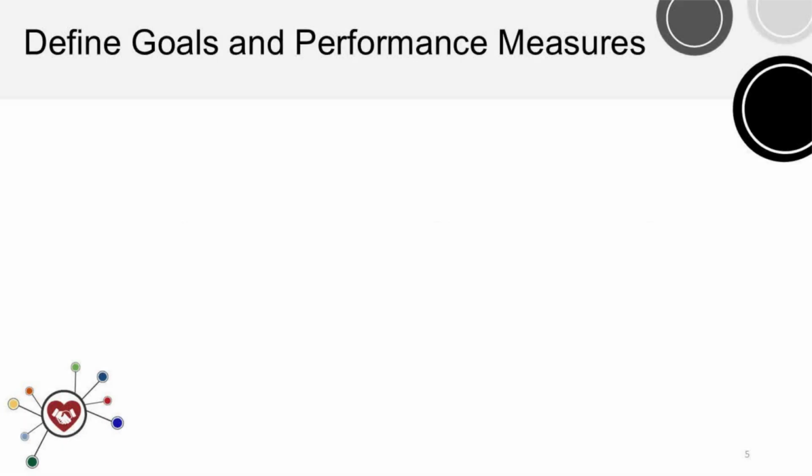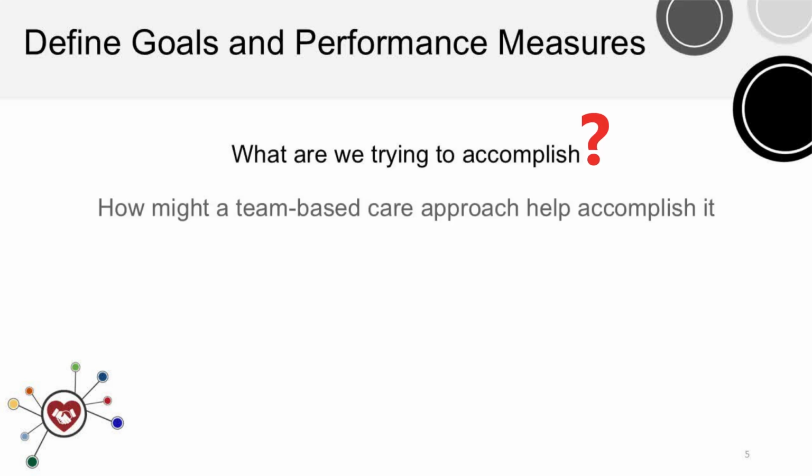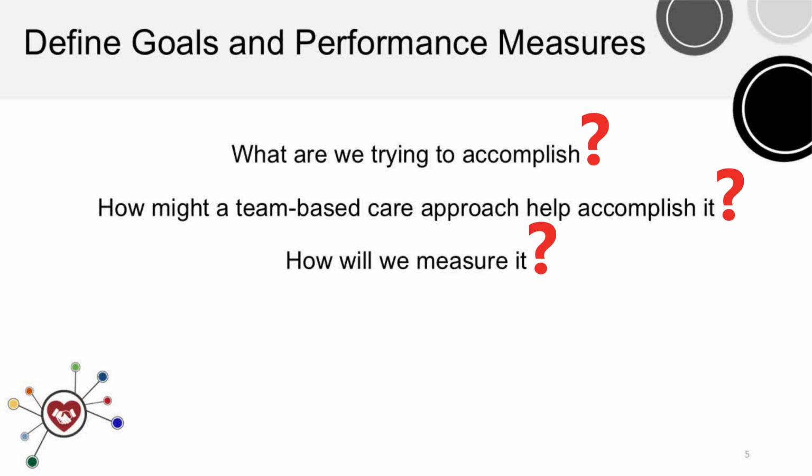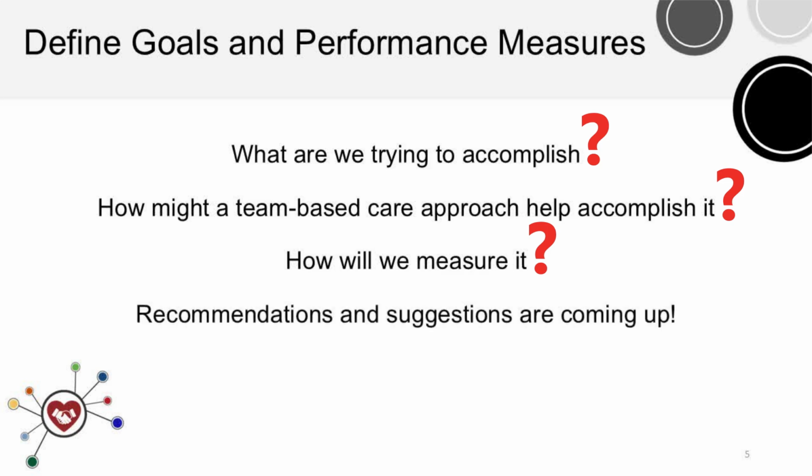The first step in designing a model to fit our needs is to define what we are trying to accomplish. How might a team-based care approach help us accomplish it? And how will we measure it? Which means defining performance measures to help ensure the changes we make have the effect we want. In the upcoming slides, we will provide some ideas, suggestions, and examples to help define our own goals and an approach that best fits our needs.